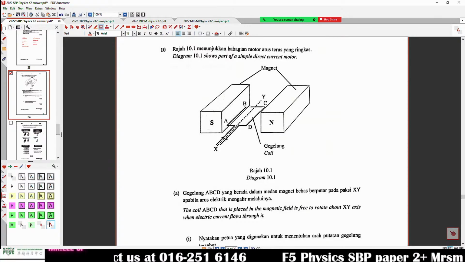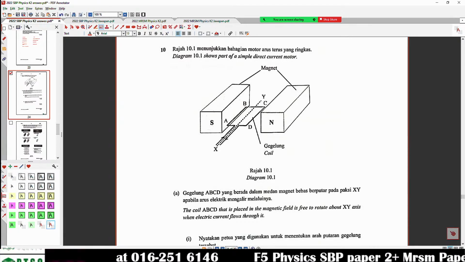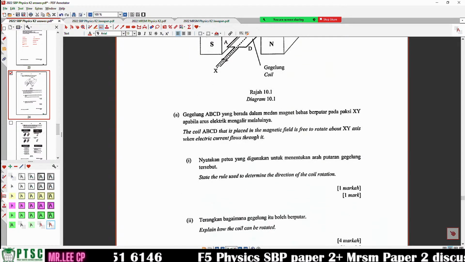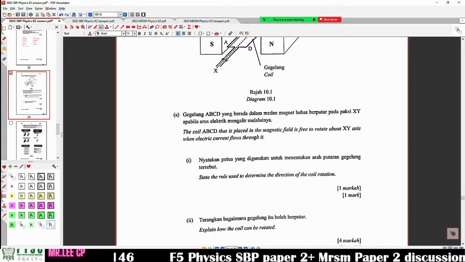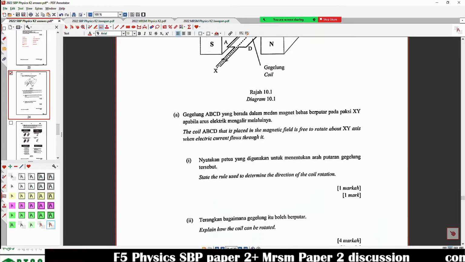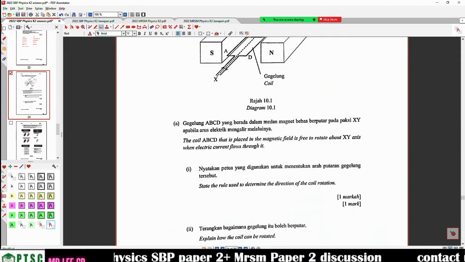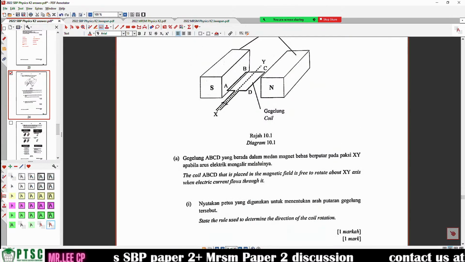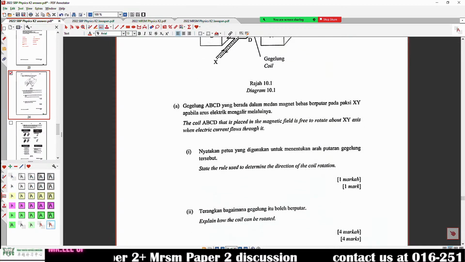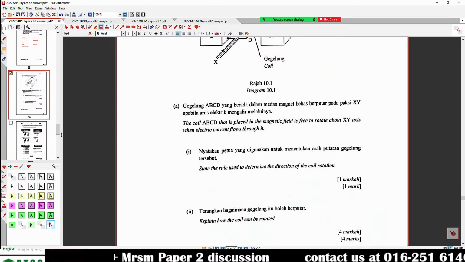Now, 10.1 shows the parts of a simple direct current motor. The coil ABCD is placed in a magnetic field and is free to rotate about the XY axis. When current flows through it, it will start to rotate. State the rule used to determine the direction of the coil.